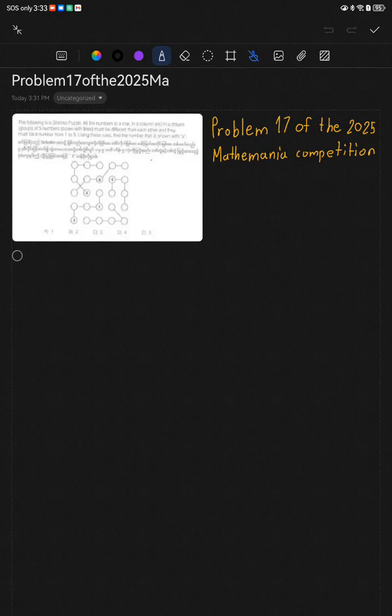Problem 17 is kind of difficult. Problem 22 is much easier than problem 17, I think. But for now, let's look at problem 17 of the 2025 Mathemania competition.